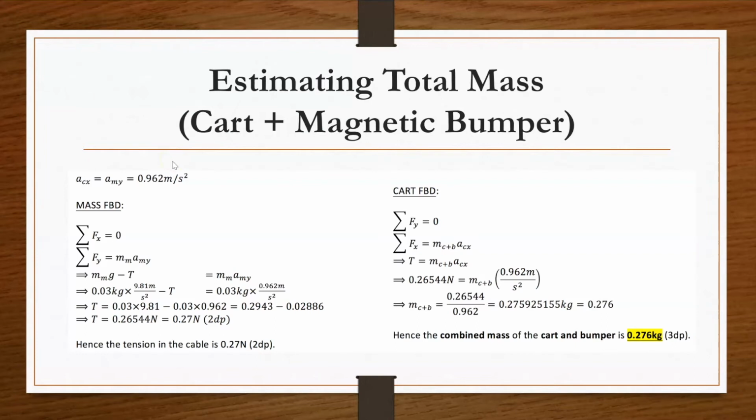Using the average acceleration we have obtained, we can assume that this is equal to the acceleration of the cart in the x direction and the acceleration of the 30-gram mass in the y direction. When we take the sum of forces in the y direction, we get that mg minus T is equal to ma, so that rearranging and solving for T gives us a tension force of 0.27 newtons. As we indicated earlier in our free body diagrams, the tension force of the 30-gram mass and the cart is the same due to the pulley system. So we can take the sum of forces in the x direction for the cart, make it equal to ma, to find the total combined mass of the cart and bumper, which was found to be 276 grams.